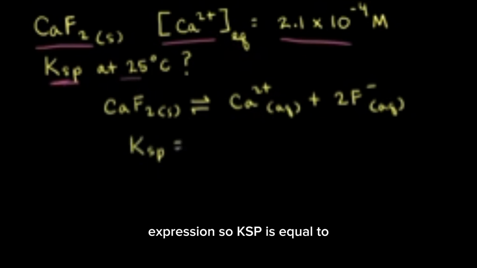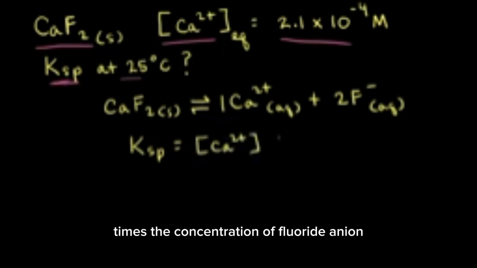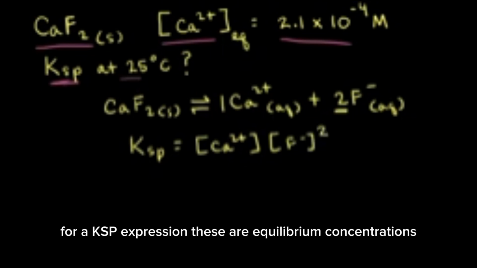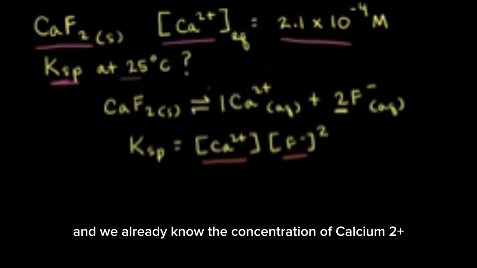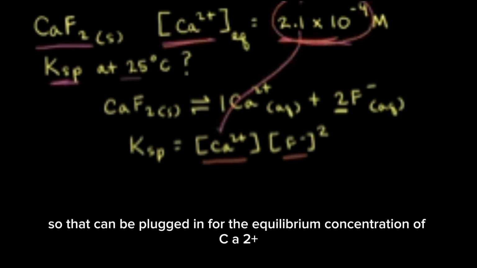So KSP is equal to, there's a 1 as a coefficient in front of Ca2+, so it would be the concentration of Ca2+ raised to the first power, times the concentration of fluoride anion, and since there's a 2 as a coefficient, this is the concentration of fluoride anion squared. For a KSP expression, these are equilibrium concentrations, and we already know the concentration of calcium 2 plus at equilibrium is 2.1 times 10 to the negative fourth. So that can be plugged in for the equilibrium concentration of Ca2+.